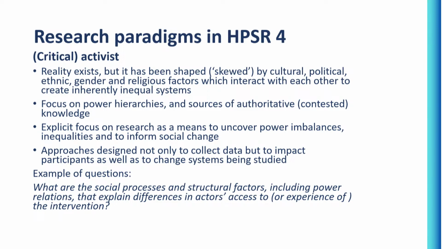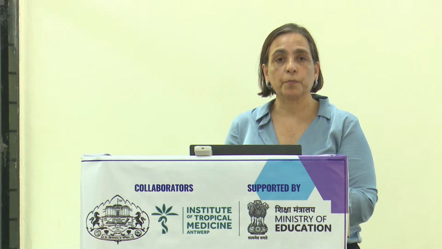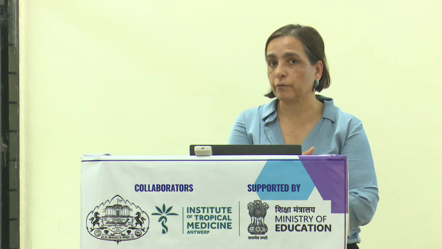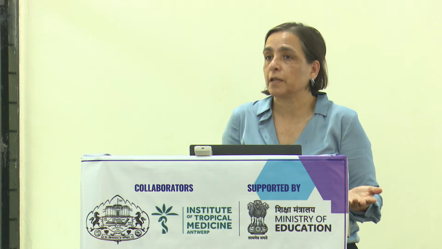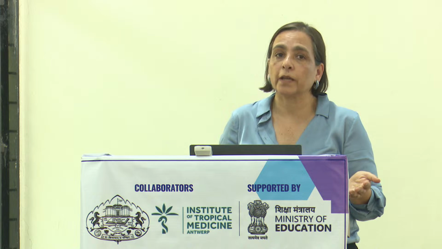injustices, unequal relations, inequities. And there's also a focus on sources of authoritative knowledge. Authoritative knowledge means we're trying to look at why it is that some types of science or some interventions or some groups are prioritized over others. Why does it become commonplace? Nobody questions it anymore. It's just the way it functions.